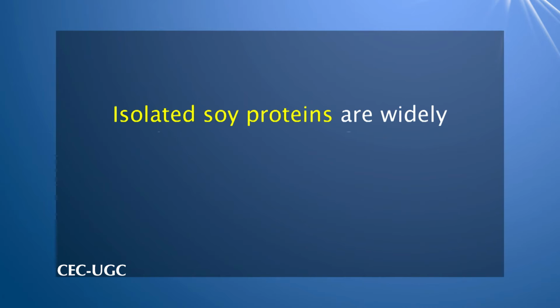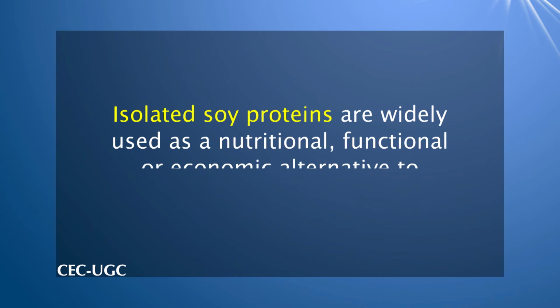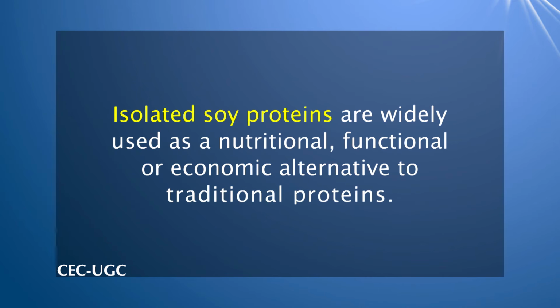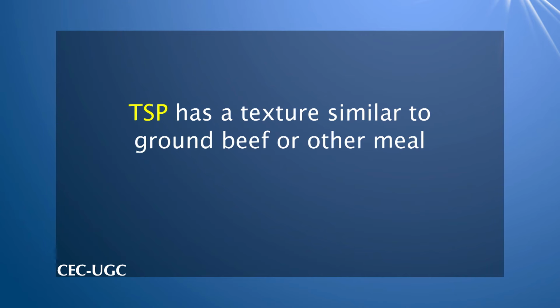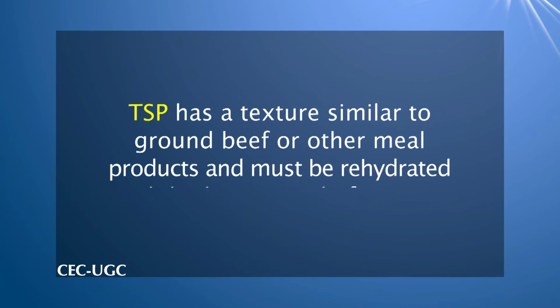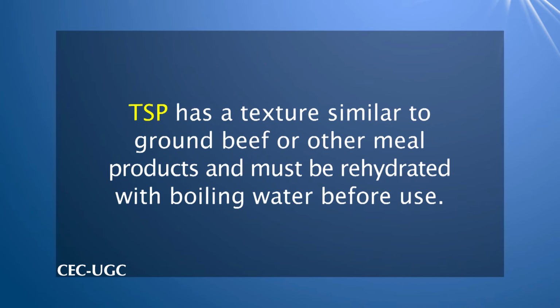Isolated soy proteins are widely used as a nutritional, functional or economic alternative to traditional proteins. Textured soy protein usually refers to products made from textured soy flour and textured soy protein concentrates. It's used as a meat extender or analog and can be added to a meal to increase its protein content. TSP has a texture similar to ground beef or other meat products and must be rehydrated with boiling water before use.